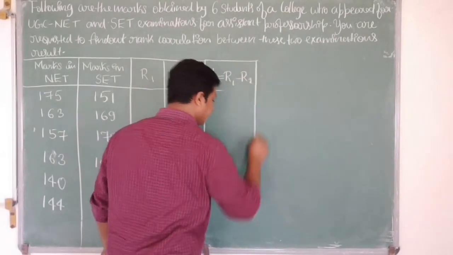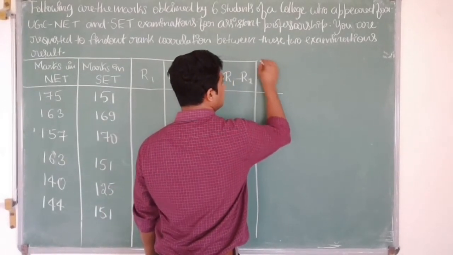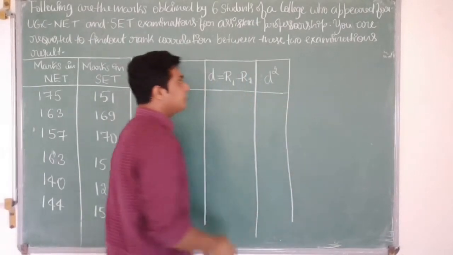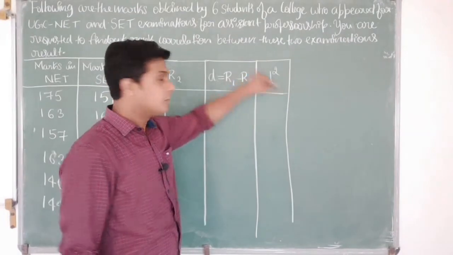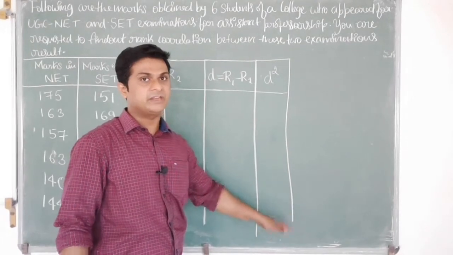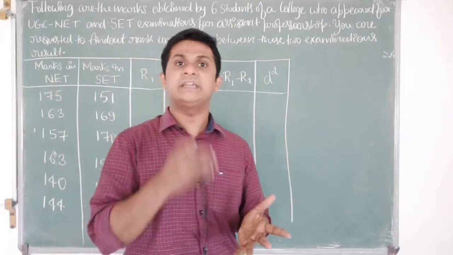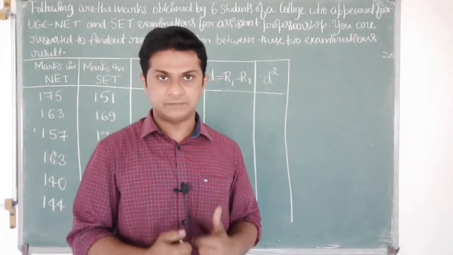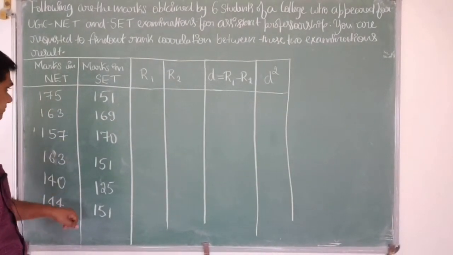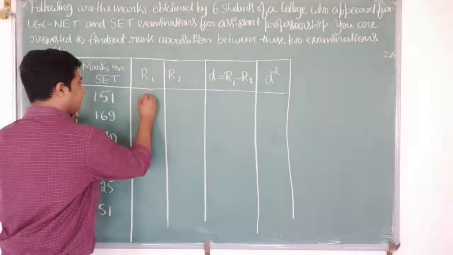Once we calculate this value, we need another value that we substitute in the equation, which is sigma D square. To find sigma D square, we first need to find D square using D values, then total it up to get sigma D square. So these are the values we are supposed to calculate when we are interested in calculating Spearman's rank correlation. So let me rank the UGC NET marks obtained by these 6 students. First rank I will allot to the highest marks, which is 175, rank 1.